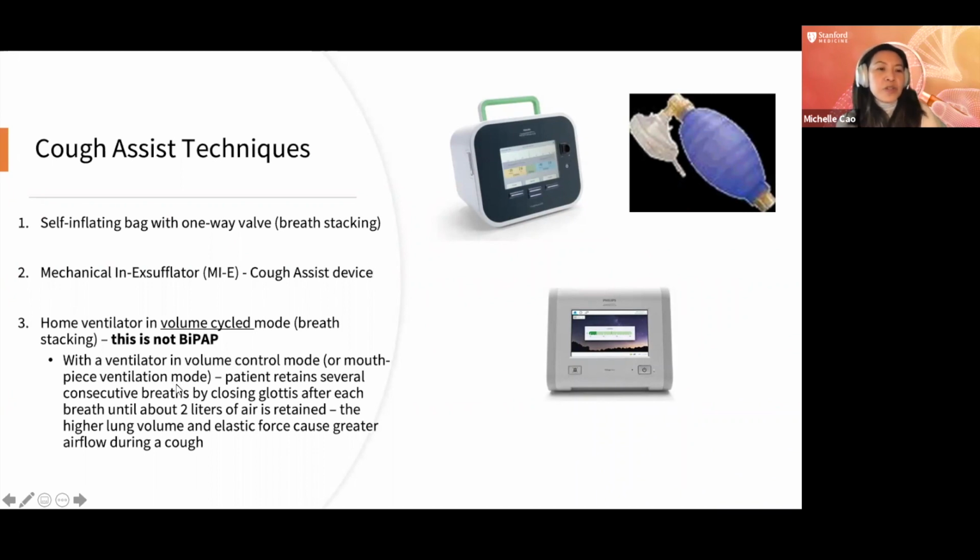And then we can also use the ventilator in a volume cycle mode. And this is not BiPAP. It has to be a ventilator. And in the volume control mode, we can use the mouthpiece and we use breath stacking so that we can accumulate air into the lungs. And because of the higher lung volume, the elastic force can cause a greater airflow during a cough.